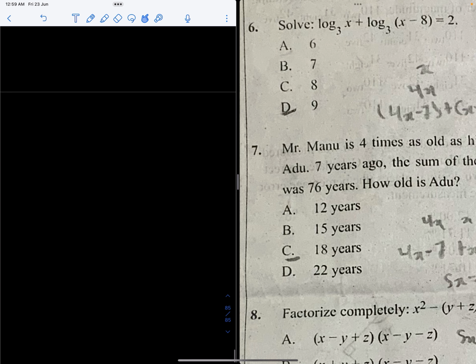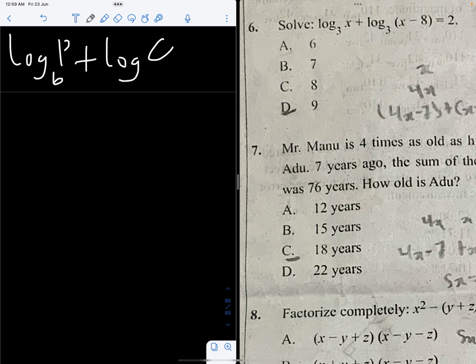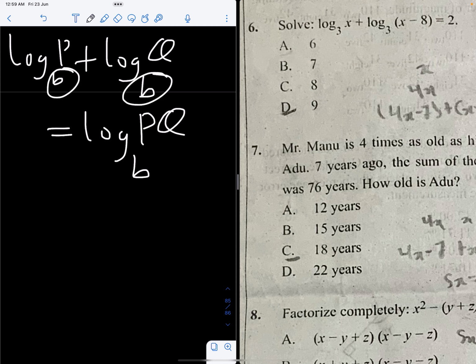Now we have to remember this rule of logarithm. Log p base b plus log q base b equals log pq base b. You can see that in the rule, the two logarithms have the same base and their coefficients are ones. This is the same as saying 1 log p base b plus 1 log q base b. So those conditions must be satisfied before you apply the rule. Now let's go back to the question.